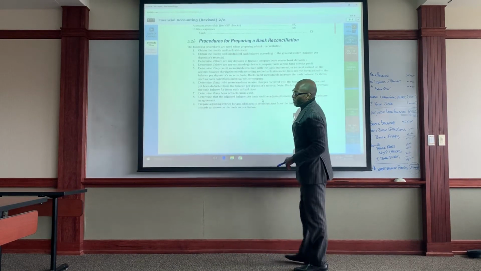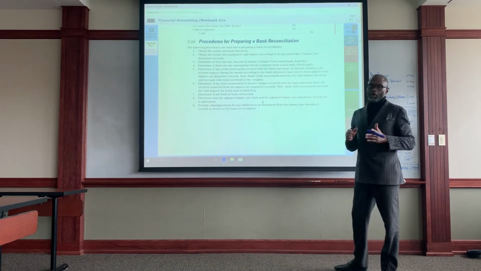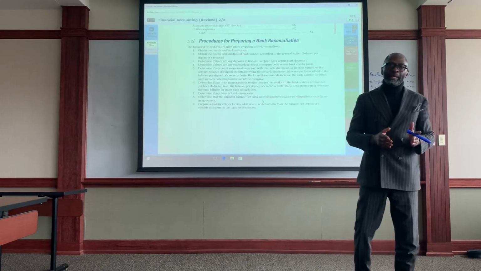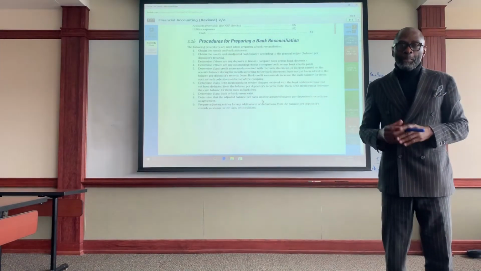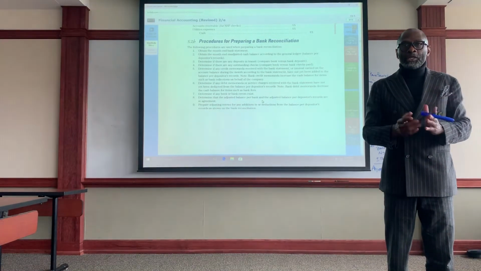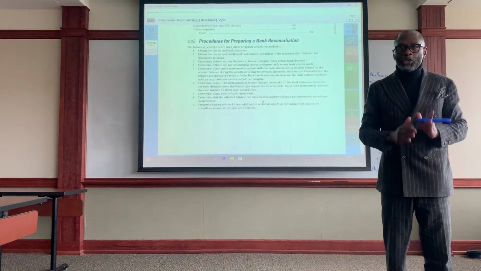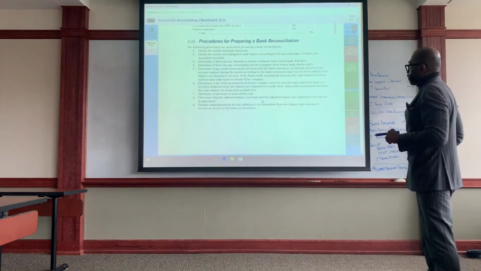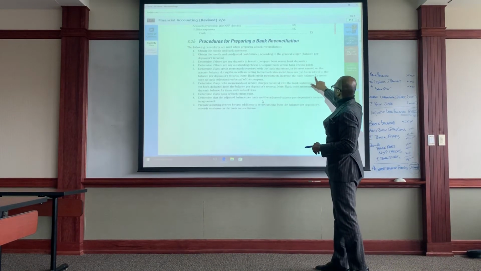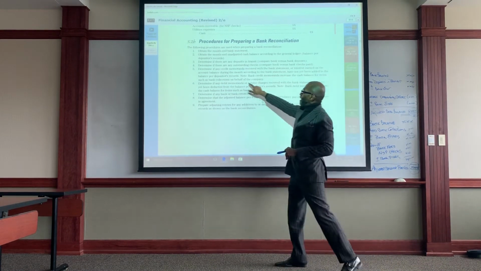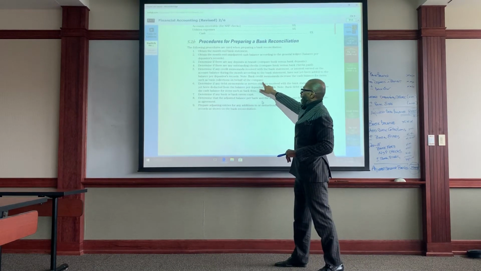Determine any credit memorandum. So a credit memorandum is a credit memo on your bank statement that the bank collected something that they credited your account for. The bank must have got some money that they credited your account for that you have not reflected on your books. That's called a credit memo. Credit memos increase the cash balance for items such as bank collections on behalf of the company.